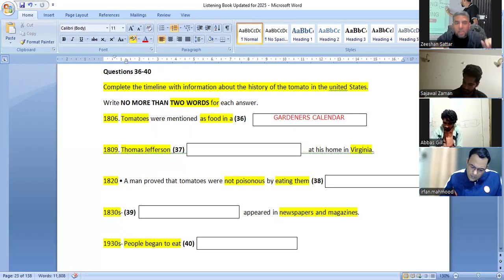So in 1809, Thomas Jefferson served tomatoes at his home in Virginia. So a two word answer is required. So served tomatoes. Served is one word, tomatoes is the second word. Is it clear? Move ahead. 1820, finger, not poisonous, pencil.